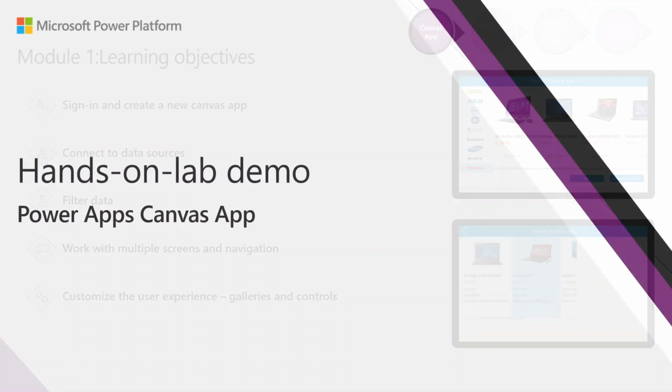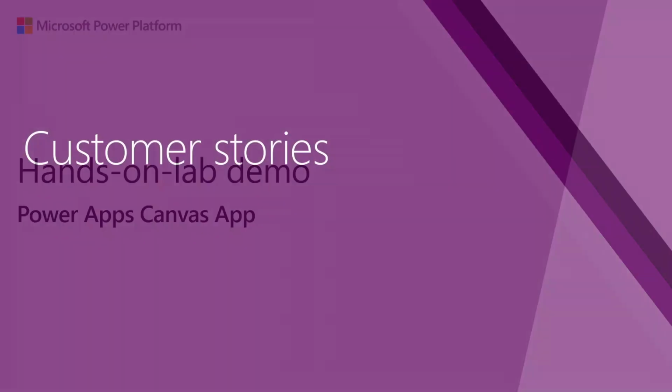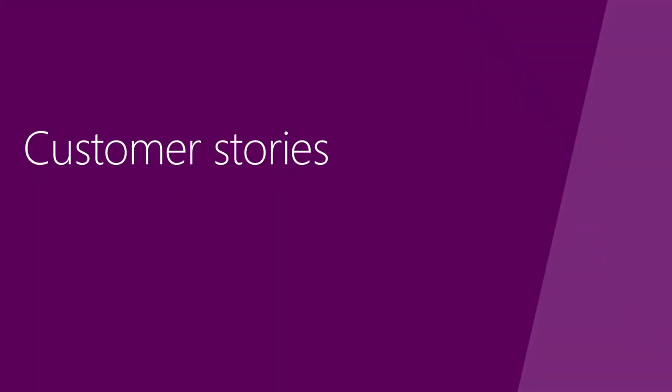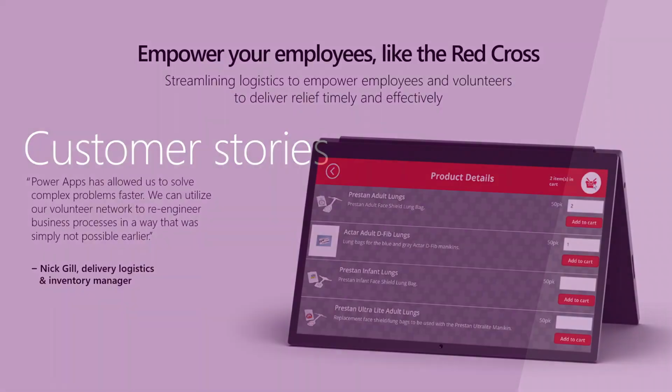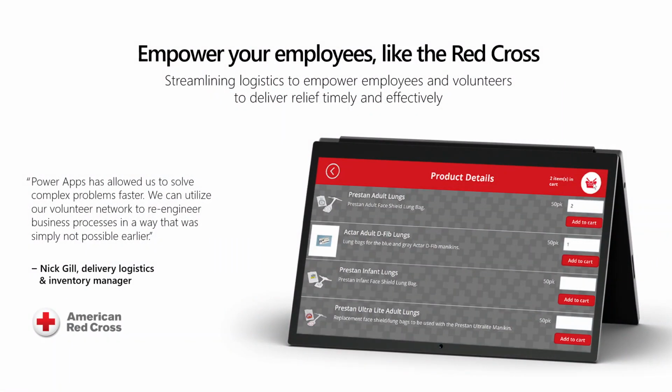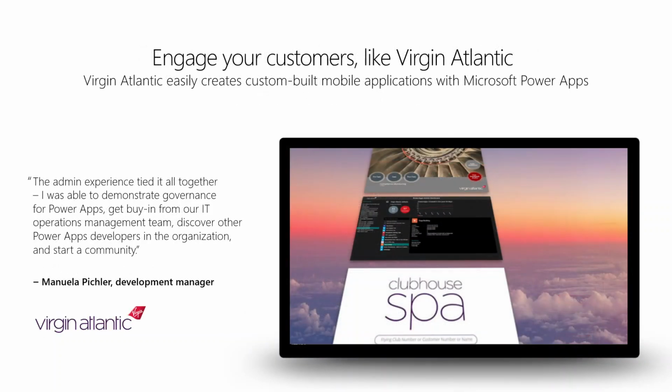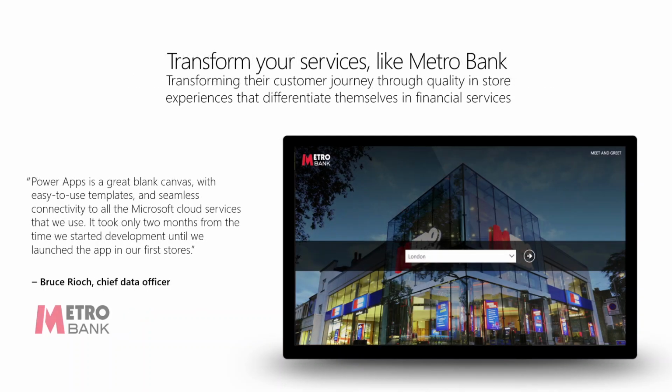The final thing I want to go through is just to highlight a few customer stories of Canvas apps. Now, I'm not going to read all of these out. I'm just going to cycle through them so you can see that people like American Red Cross have built an app that does things like ordering different medical equipment. We've got Virgin Atlantic that has built check-in apps for their lounges and things.